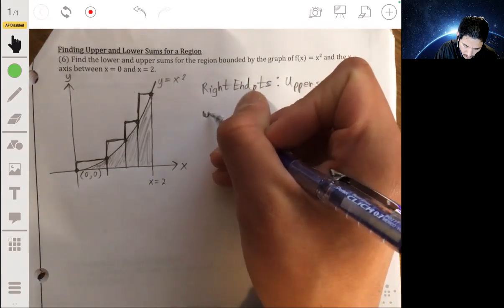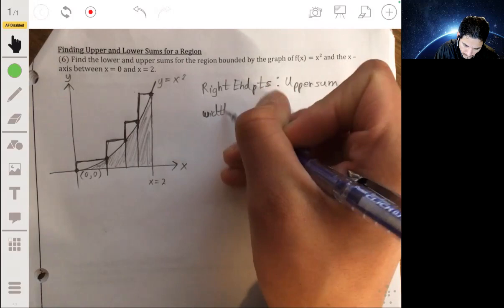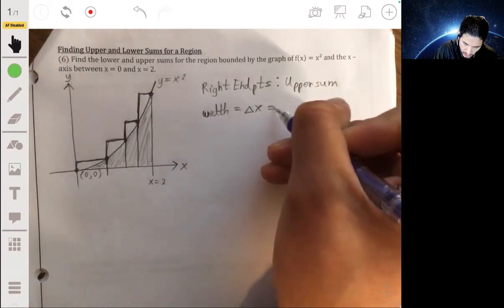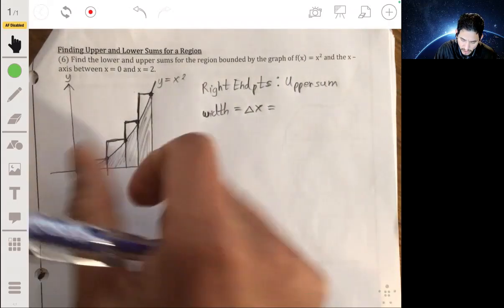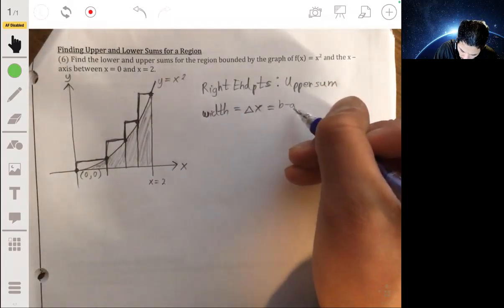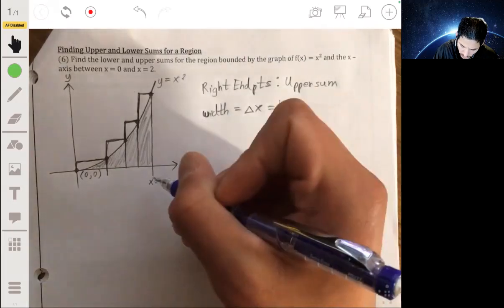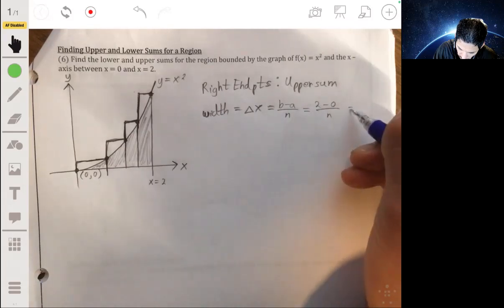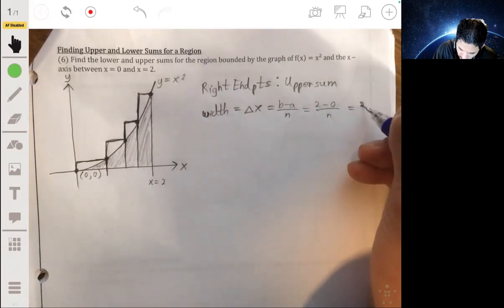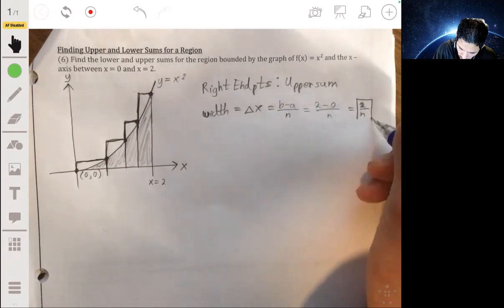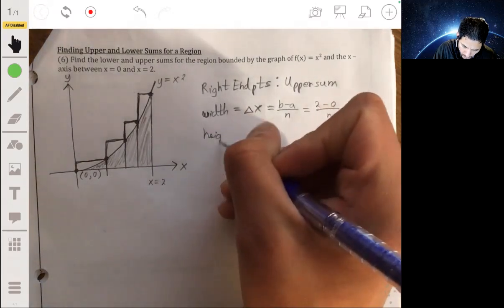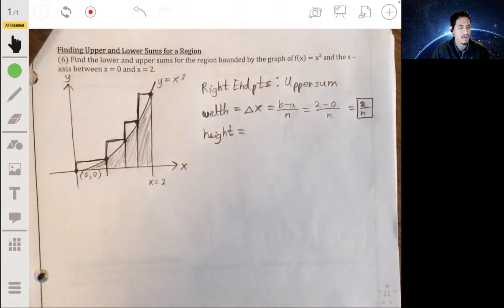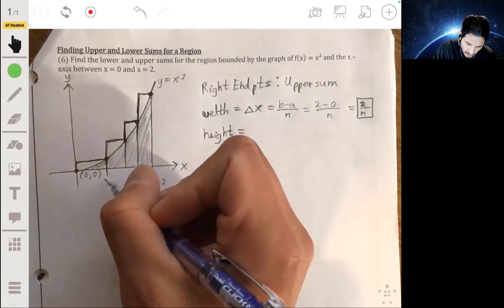The width, or delta x, of each rectangle will be, remember, the total width of the interval, b minus a over n. B is 2, a is 0, so it's just 2 minus 0 over n, or just 2 over n. So each rectangle will have a width of 2 over n. The heights of each rectangle, let's get an idea of how this would work.